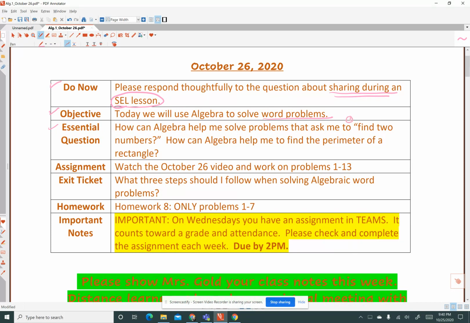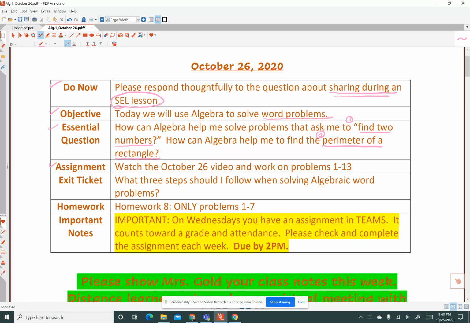The first being the find two numbers types of problems, and the second type of problem are perimeter problems. We're going to be looking at perimeter of a rectangle a little differently than you've looked at it in math classes prior to 8th grade algebra.